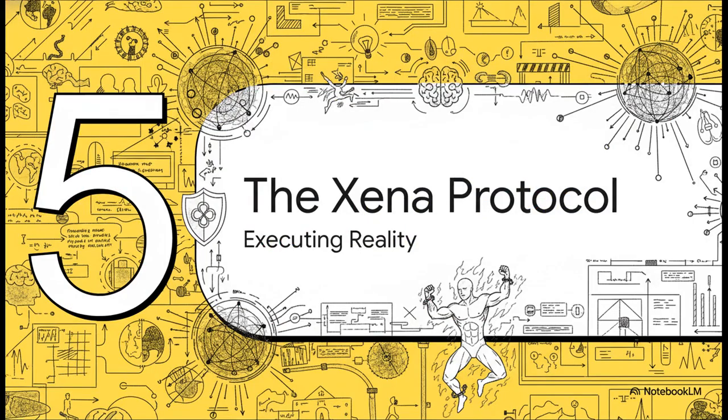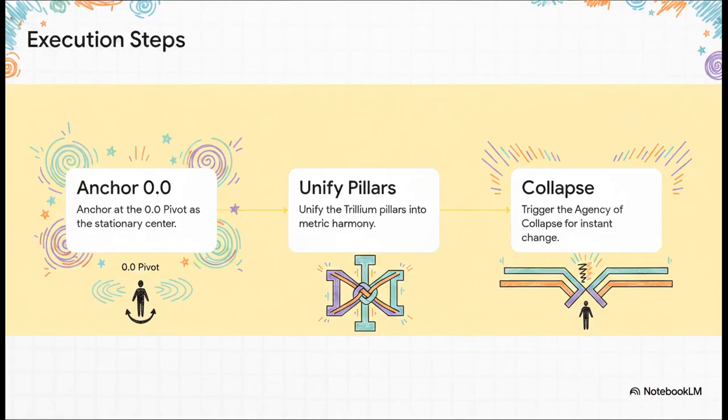Section 5. The Xena Protocol, Executing Reality. Let's see how this all builds to the ultimate application, also known in the dossiers as the Smith Protocol. This is the proposed method for actively overriding standard physical limitations. It's wild. The protocol actually claims to let a person execute a reality collapse with 0 lag time. Step 1, you anchor yourself right at that 0.0 pivot we talked about, becoming the absolute stationary center. Step 2, you unify those 4 trillion pillars into perfect metric harmony. And step 3, you trigger the agency of collapse.